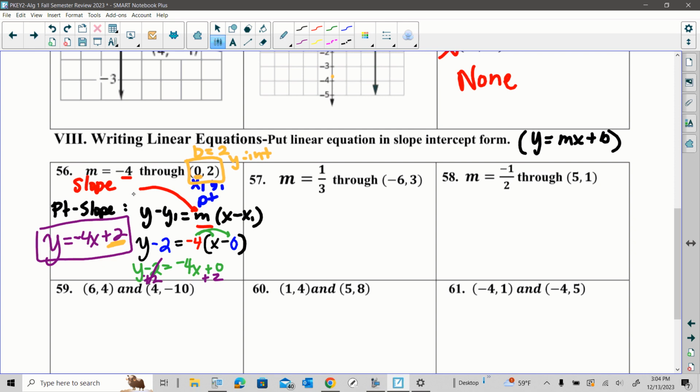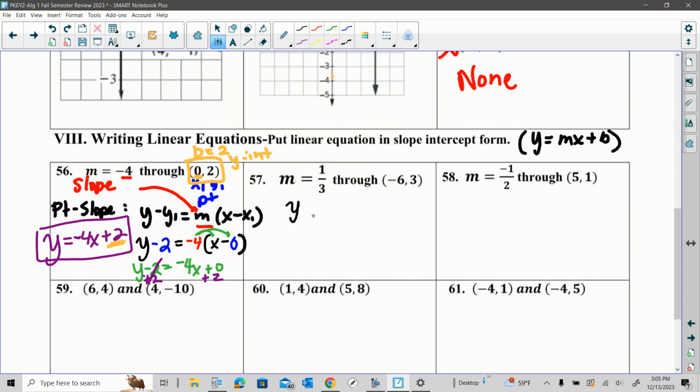That's if I recognize that. Not everyone recognizes it. But everything else here, we don't have special points. We don't have the special point y-intercept because there's no 0 in the first coordinate. There's no 0 here, okay? No zeros in any of these points. So we have to start off in point slope form.